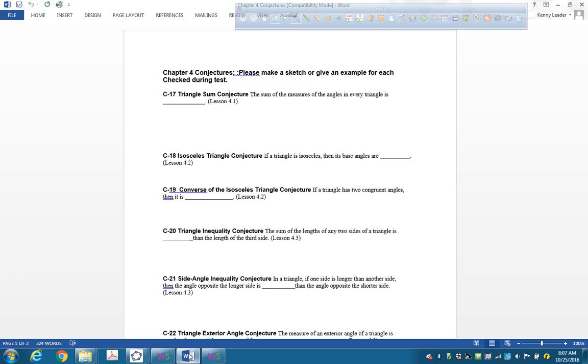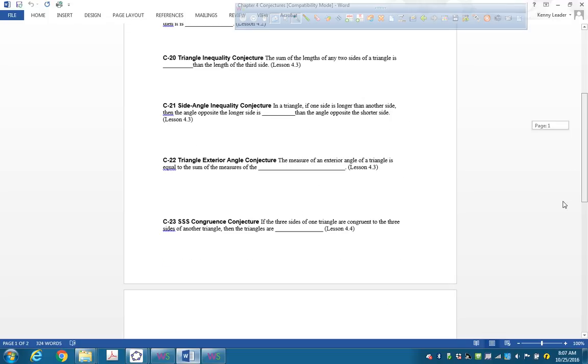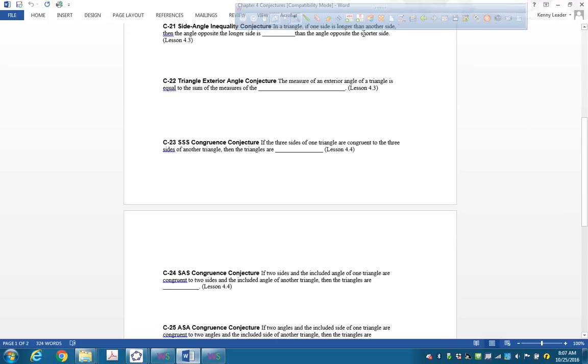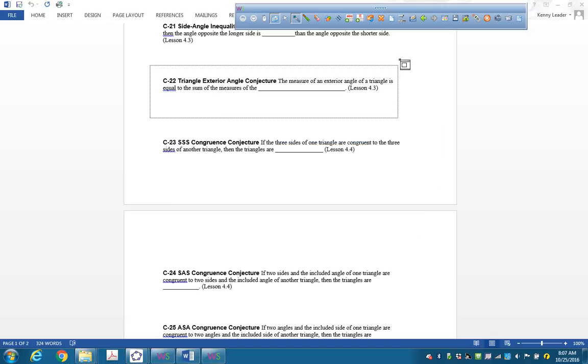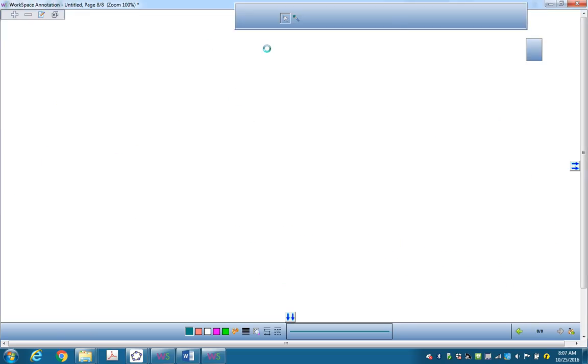So looking at your conjecture sheet, C22, sorry. Triangle exterior angle conjecture. And this is an important one and a useful one too, okay? Says, it gives you, whoops, that's the wrong one, this one. Where is it?